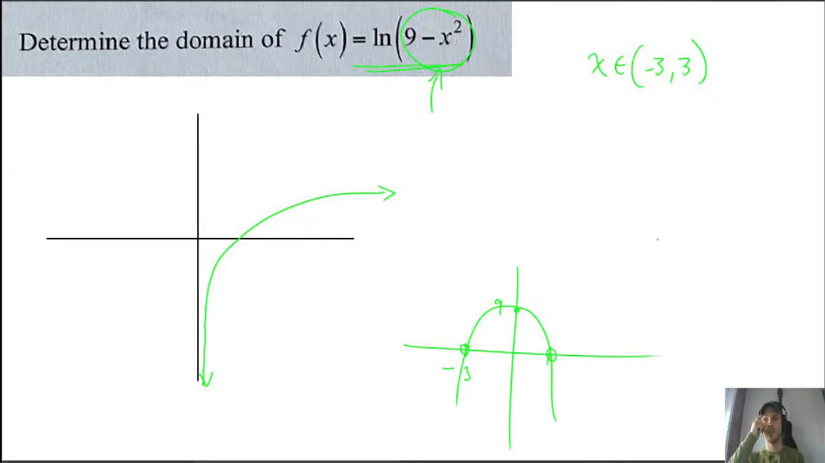Okay, so then we have to think about what the natural log of these numbers would be.